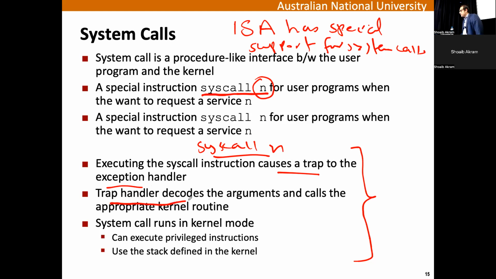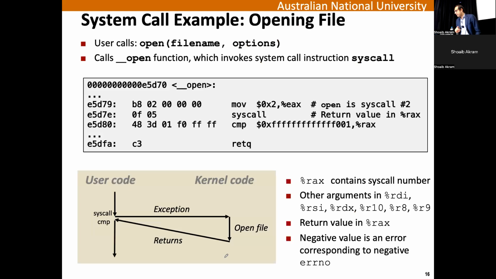The trap handler decodes the arguments and calls the appropriate routine, and the system call, importantly, runs in kernel mode. It can execute privileged instructions that the user application cannot, and it uses a stack that is defined inside the kernel. All right, let's look at an example. So you're writing your program. You don't do that normally. There is a better abstraction for making system calls in C, but we're just looking at an example of how it looks in assembly.